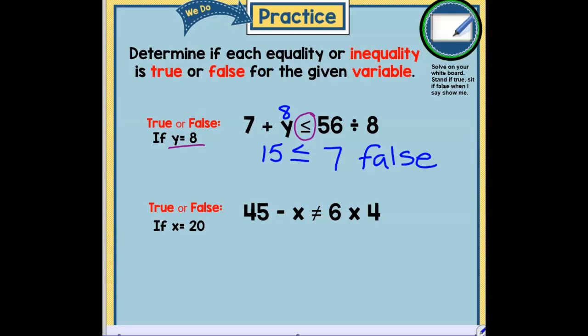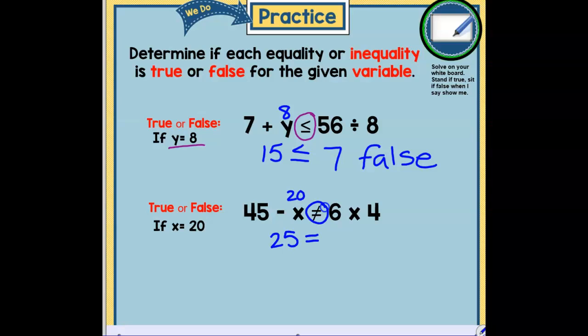So the first thing I have to do is find my inequality. I need to evaluate both sides to see if they're not equal, because that's what it says they should be. So x equals 20. I'm going to plug in a 20, or substitute. 45 minus 20 is going to give me 25.